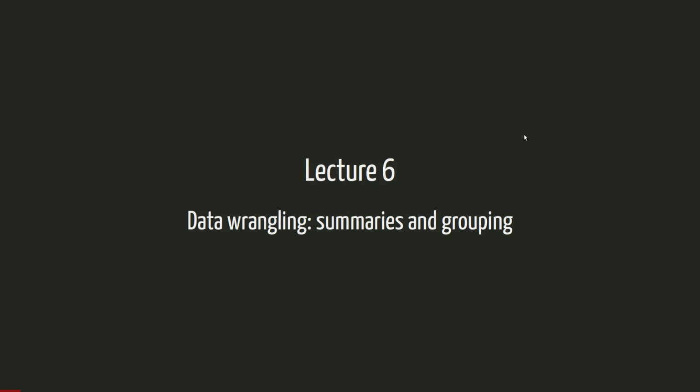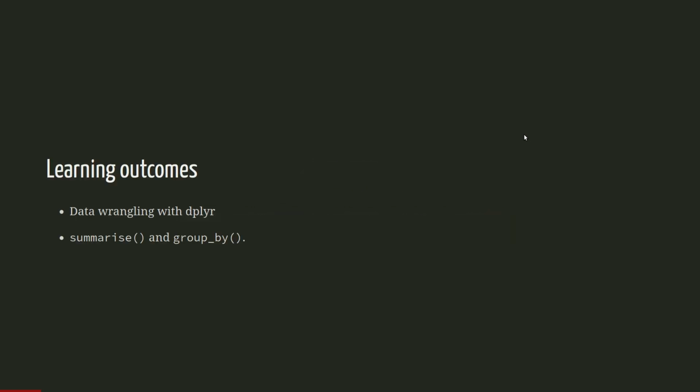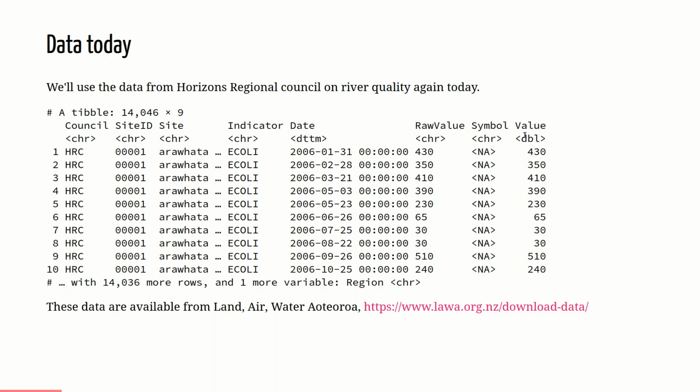So today we're looking a little bit more at dplyr and we're looking at summaries and grouping. So we're going to have a look at the summarise and group by commands. And this is really where the power from that dplyr has really comes to the fore. So we're going to be using the HRC data from Horizons Regional Council. If you want the URL to read that in yourself, look back at Lecture 2.